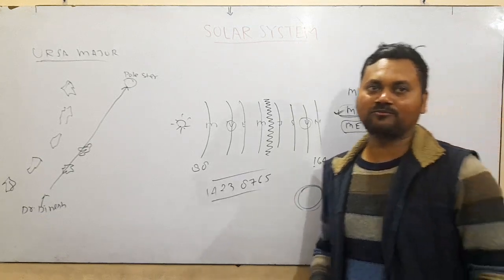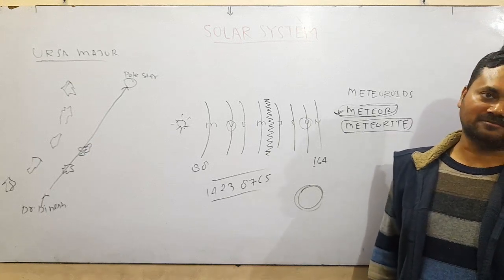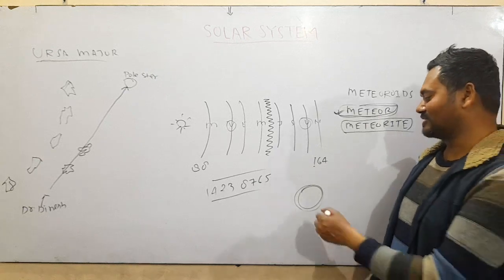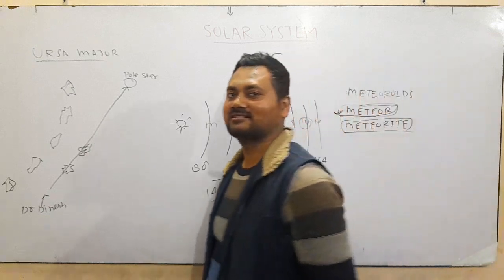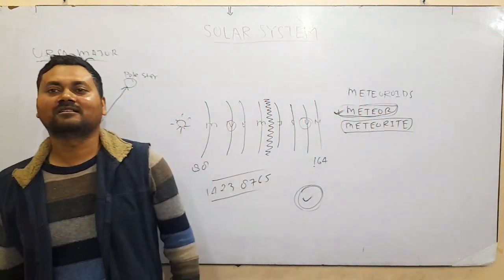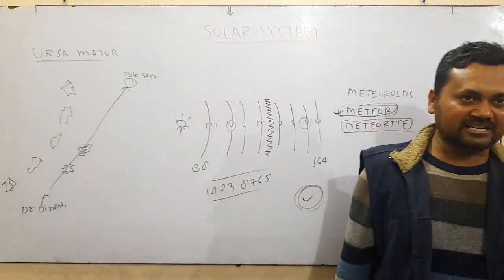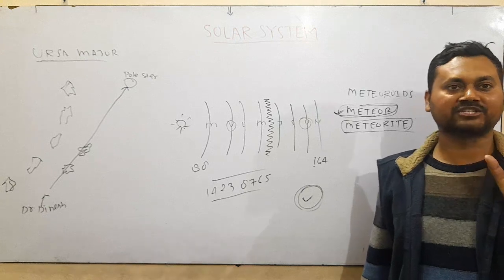What do you think? Pluto fulfills this condition or not? Pluto fulfills this condition. So the first condition is fulfilled by the Pluto because it is spherical in nature.